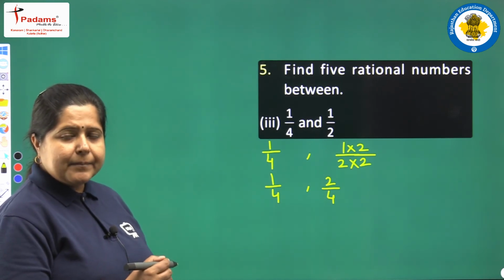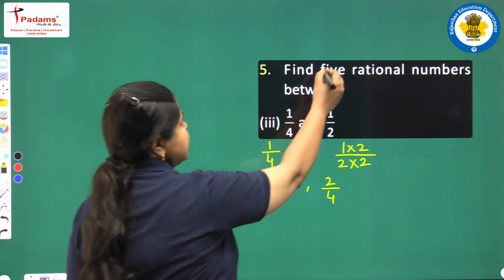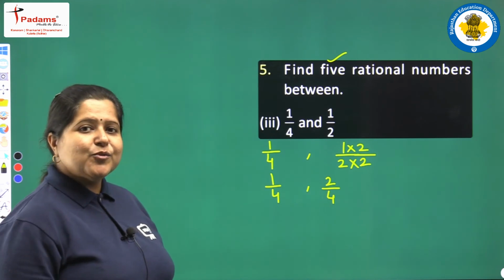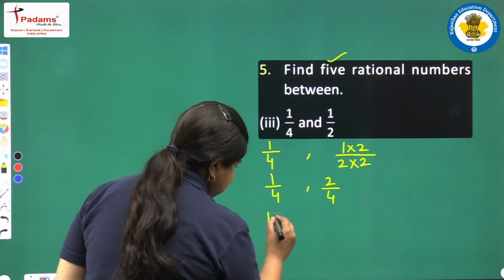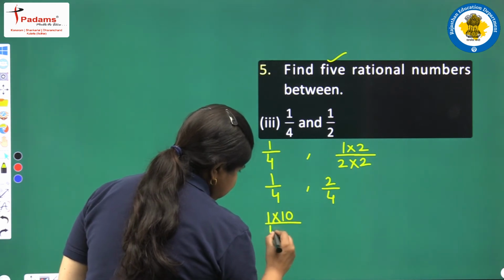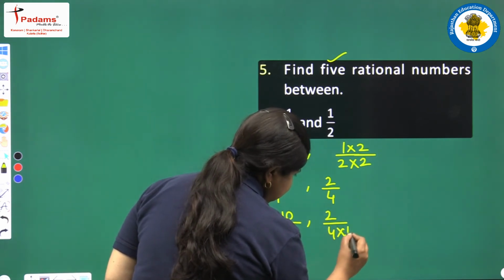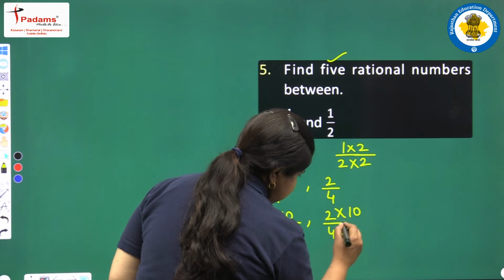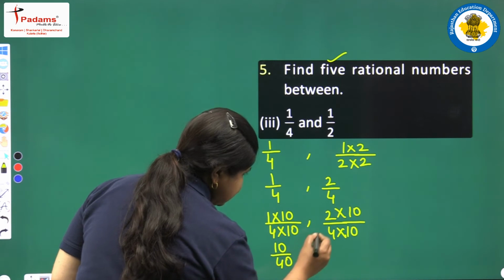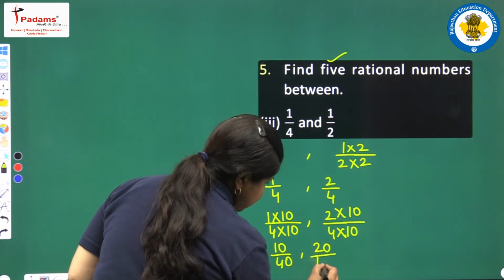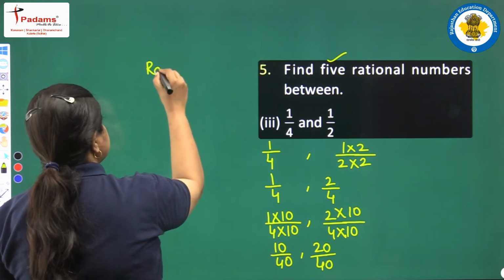So, we will multiply both the numbers by one more number so that we can get 5 rational numbers in between. So, choose your own number. I am taking 10. Multiply both the numbers by 10. So, 1 by 4 multiplied by 10 and 2 by 4 multiplied by 10. We are left with 10 upon 40 and here 20 upon 40. Now we can easily write the rational numbers in between.